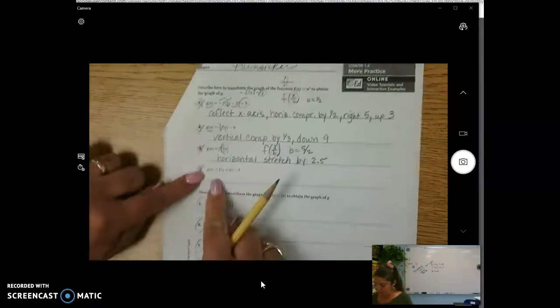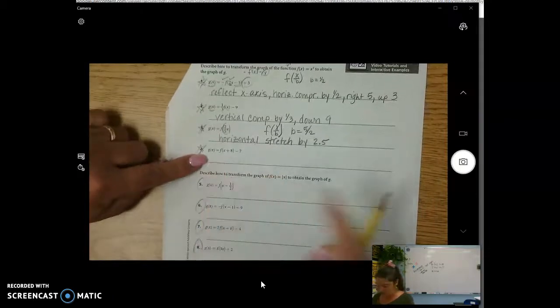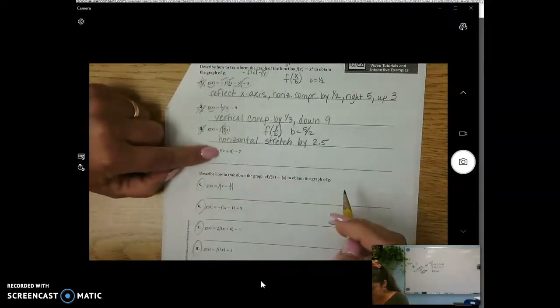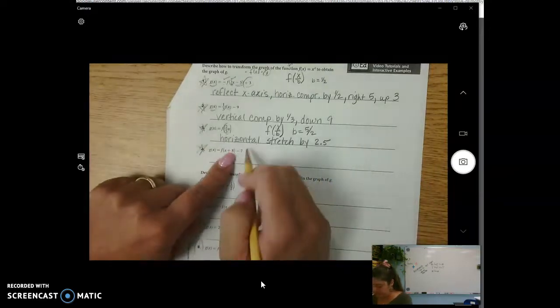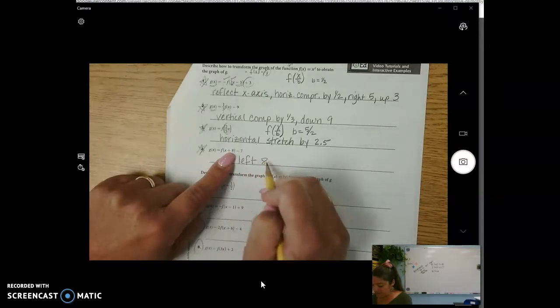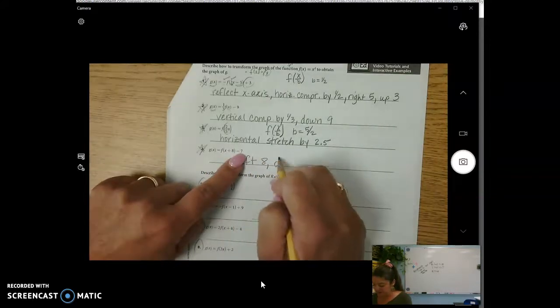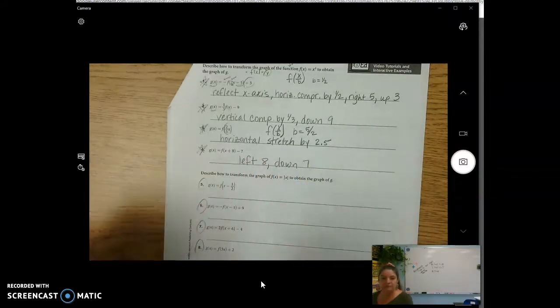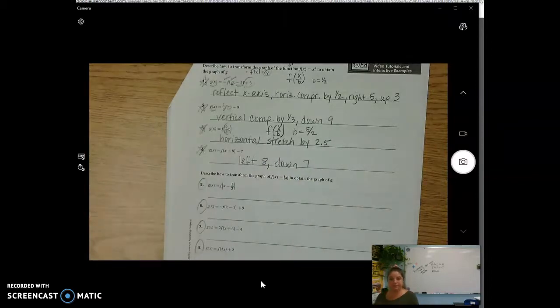Okay? Numero cuatro, number 4. So as I work my way down, I don't see anything in front of the x, thank goodness. Oh, I've got this plus 8. So that means I'm going to the left 8 units. Minus 7 means I'm going down 7. Okay, that's how that works.